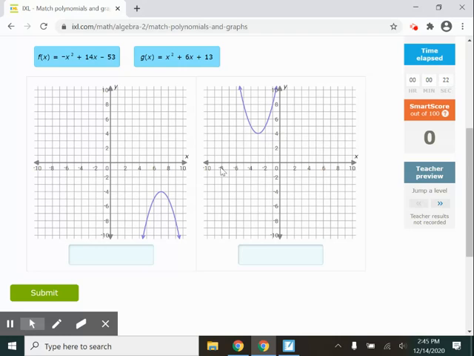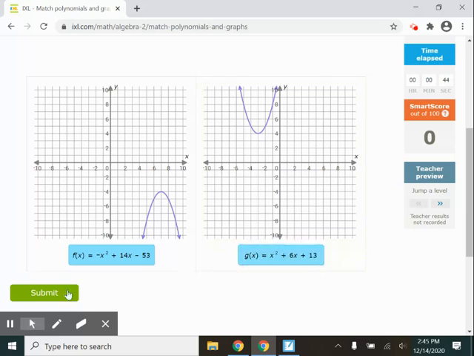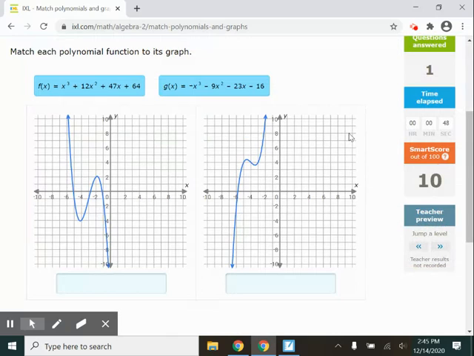So I see here I have two quadratics. This quadratic is negative because it's opening down, and this quadratic is positive, so it's opening up. And if I look at my two choices here, this one has a negative and a y-intercept of negative 53, and it looks like that would be reasonable to go with this one. This one has a y-intercept of 13, which it looks like it's approaching, and it's positive. So it looks like that one has to go there. So you can use everything that we've talked about with polynomials and end behaviors in order to match these up.